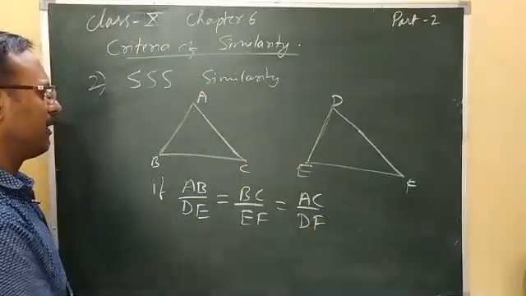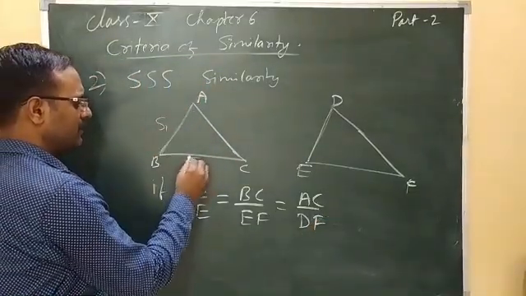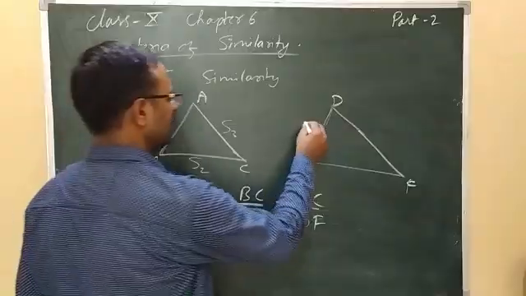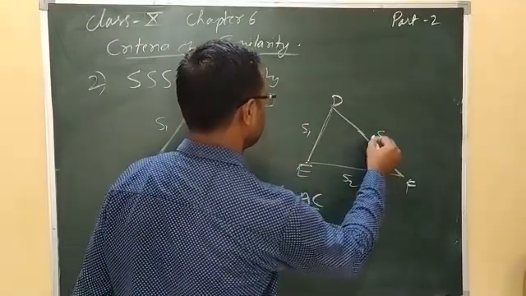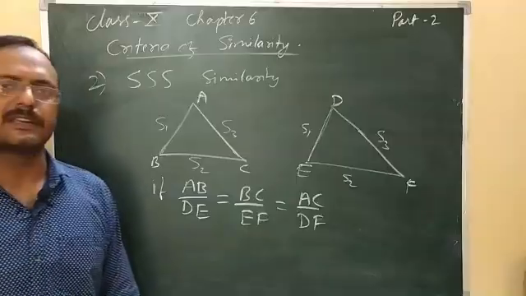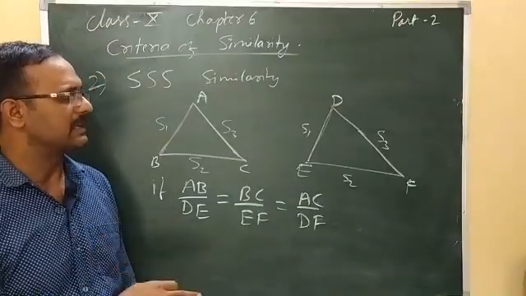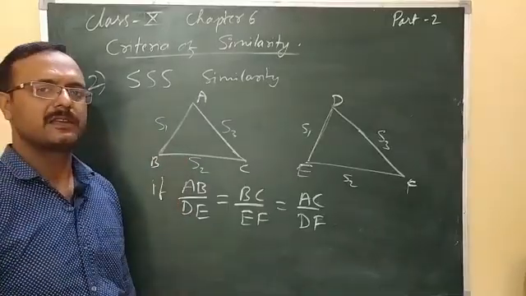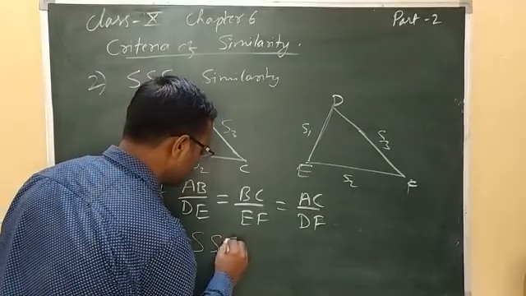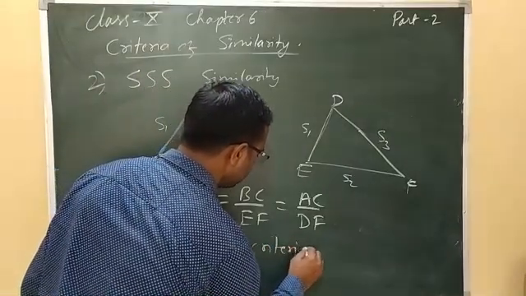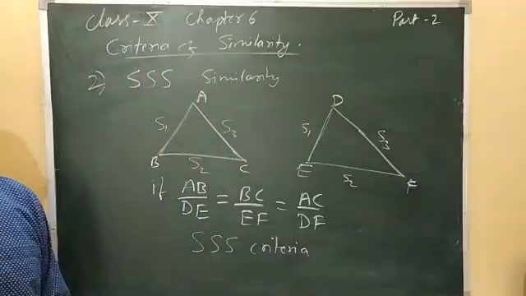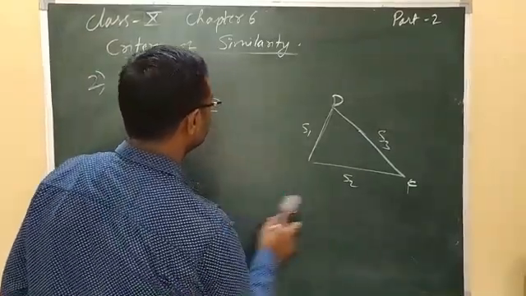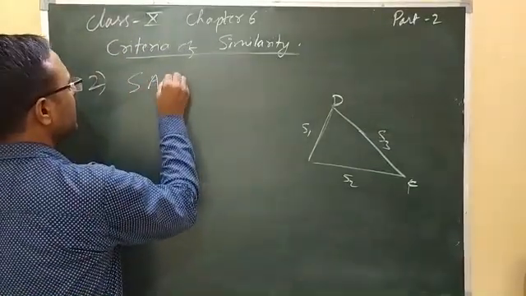We can see we have taken three sides, side 1, side 2 and side 3 of the first and the second triangle. So if three sides are in equal ratio for the two triangles, then this will be called as SSS criteria. By this criteria the two triangles will be similar. So this is SSS criteria. Our third criteria is such that this is SAS criteria.